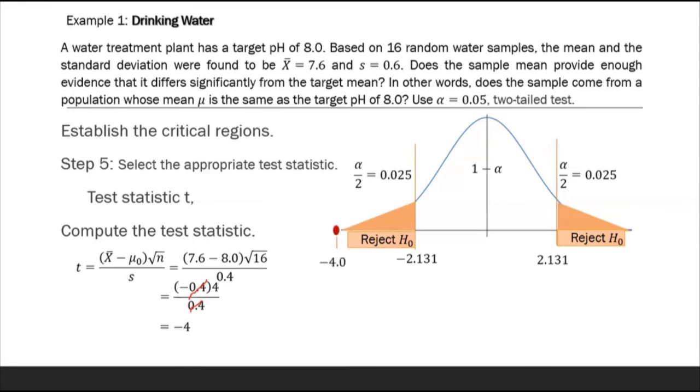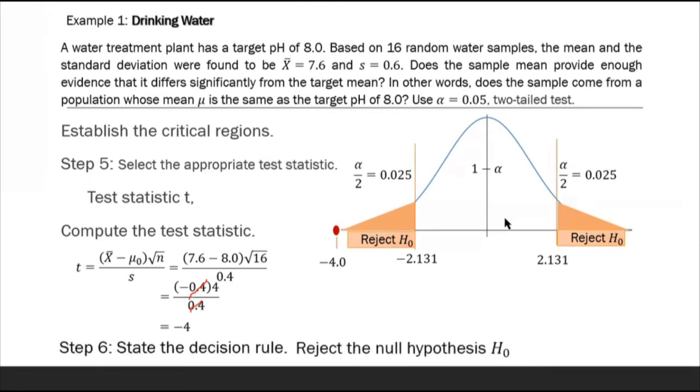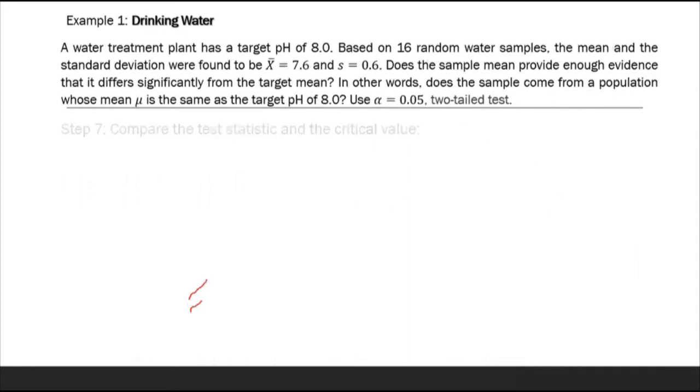So pagtingin natin sa ating critical region, ang negative 4 ay nasa below negative 2.131. So nandito sa banda yung ating value, found in the rejection region. State the decision rule: based dun sa ating graph, ang ating T statistic value or yung ating computed value is found on the negative part and it is below negative 2.131, which is the critical value. Therefore, reject the null hypothesis H sub 0.